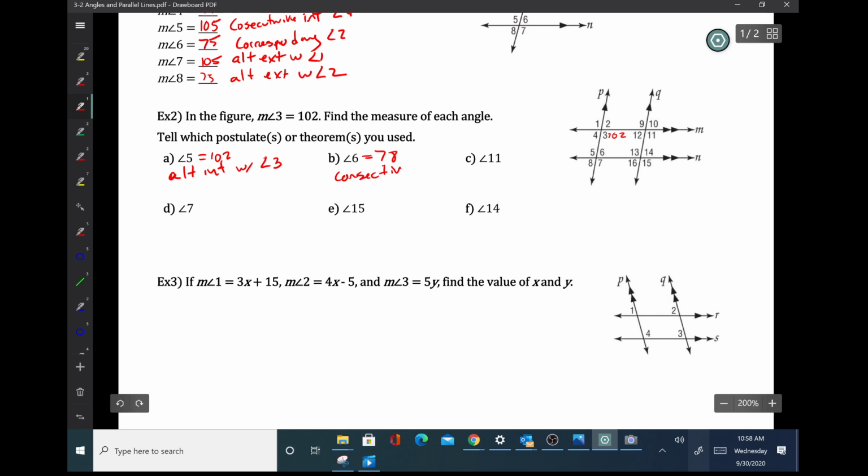Consecutive interior with angle 3. Yeah? Angle 11. Jenny, what do you know about angle 11 based on what you know about angle 3?